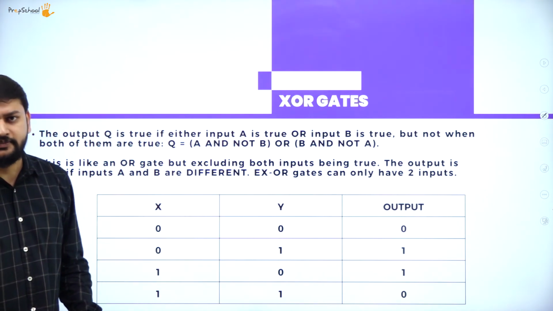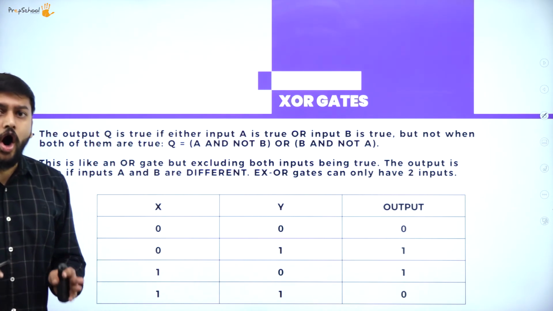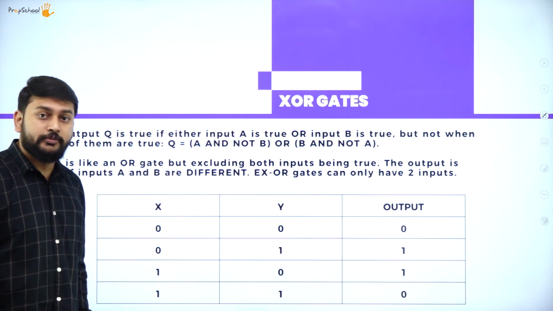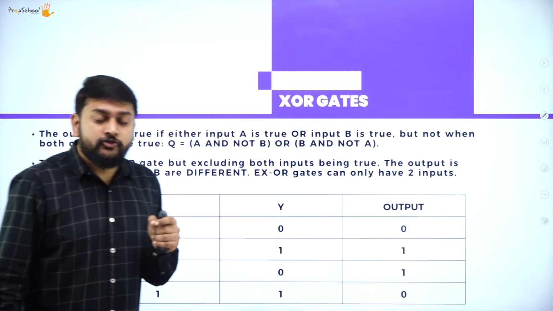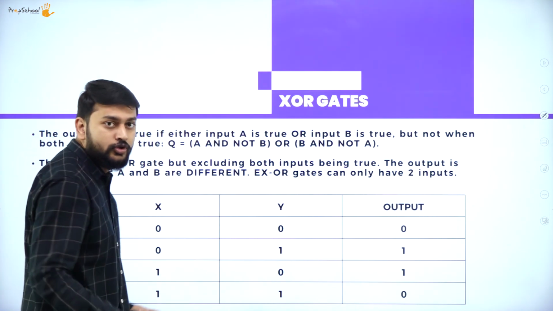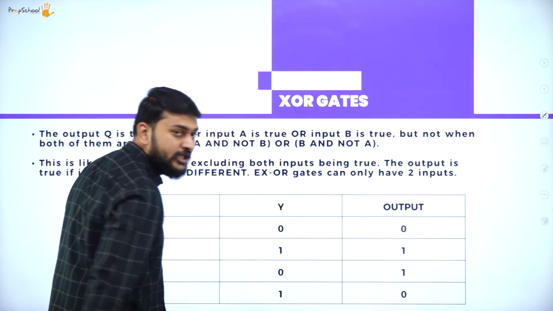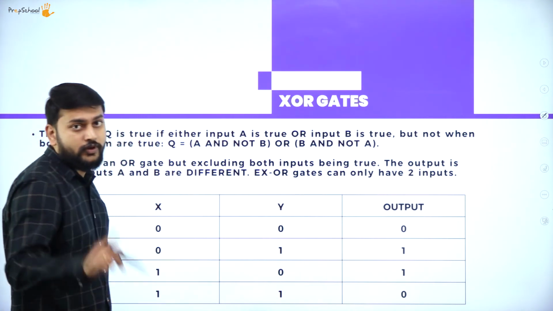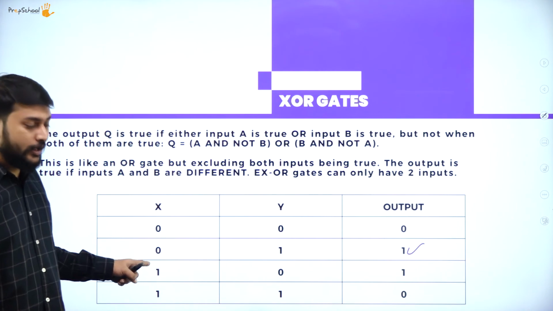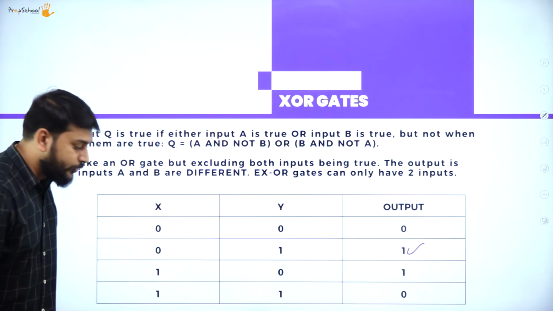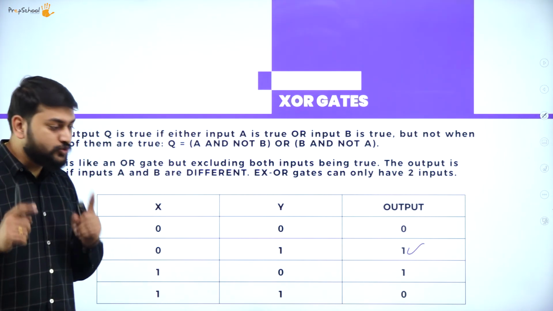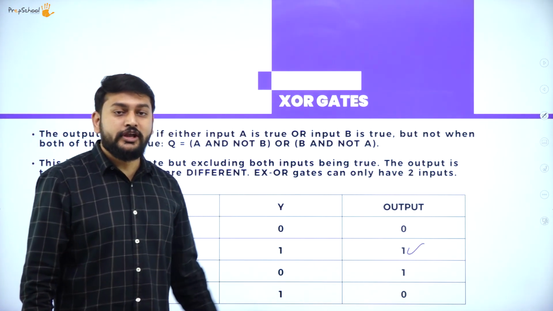What is the meaning of it? When you have an odd number of ones, your output will be 1. That's what you need to remember. How many ones do you have? No ones, so your output will be 0. Here you have one 1, so you write 1 in the output. Again, same thing, one 1, so you write 1 in the output. Here you have an even number of ones. I have two ones, so I will write 0. This is what you need to remember.